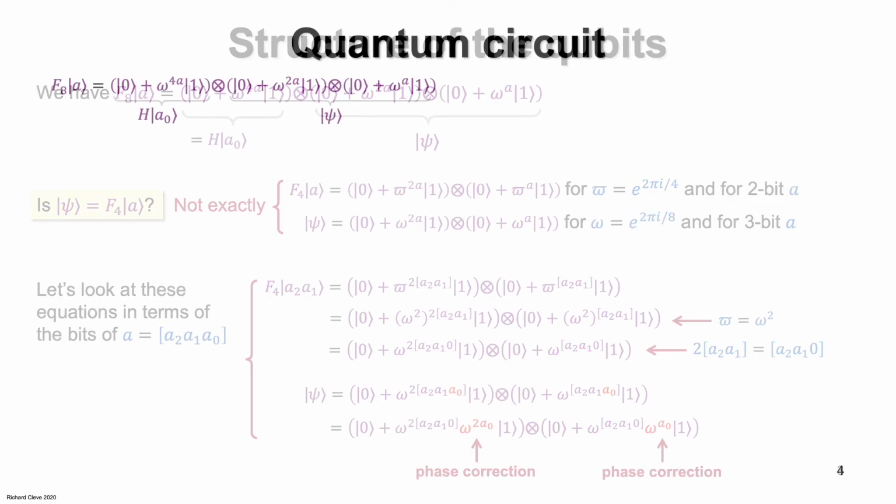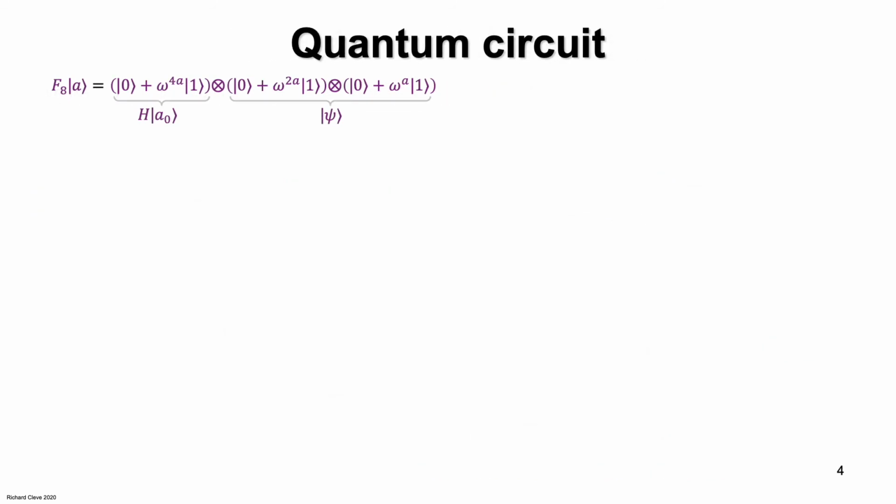Let's see if we can make this work for F8. Here are the three input qubits in computational basis states, ket A2, ket A1, and ket A0, where A0 is the low order bit.